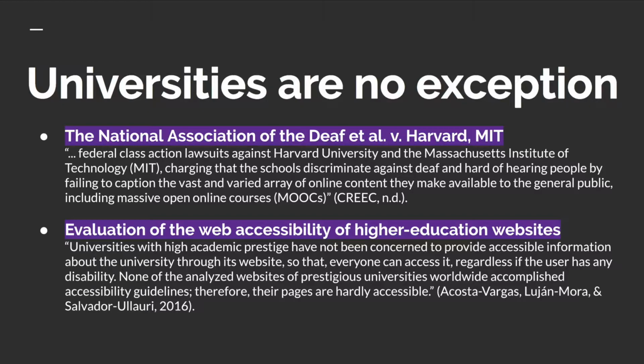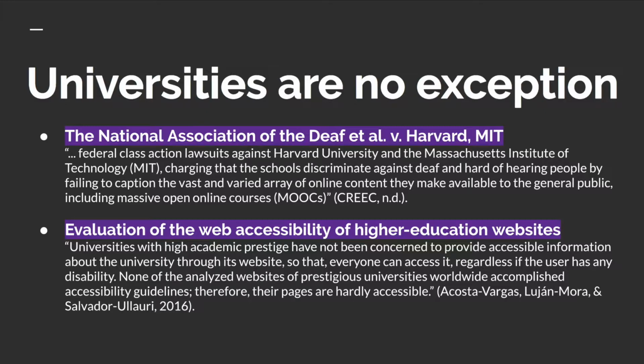Universities are certainly no exception to this rule. Back in just 2015, there was a significant lawsuit brought by the National Association of the Deaf against both Harvard and MIT, arguing that they were producing discriminatory content. Harvard and MIT were both leaders in the MOOC area, but they were producing courses that didn't have any captions, so deaf and hard of hearing students could not consume the media.